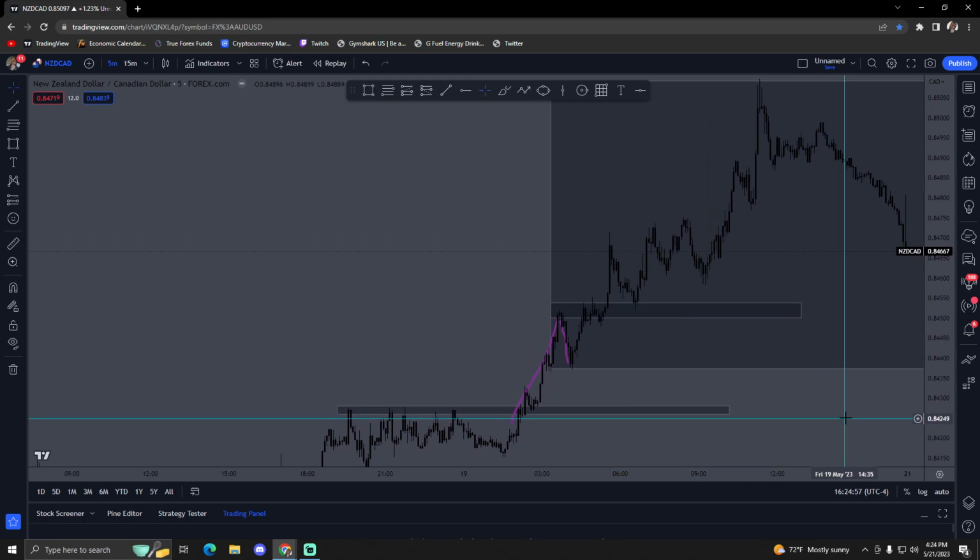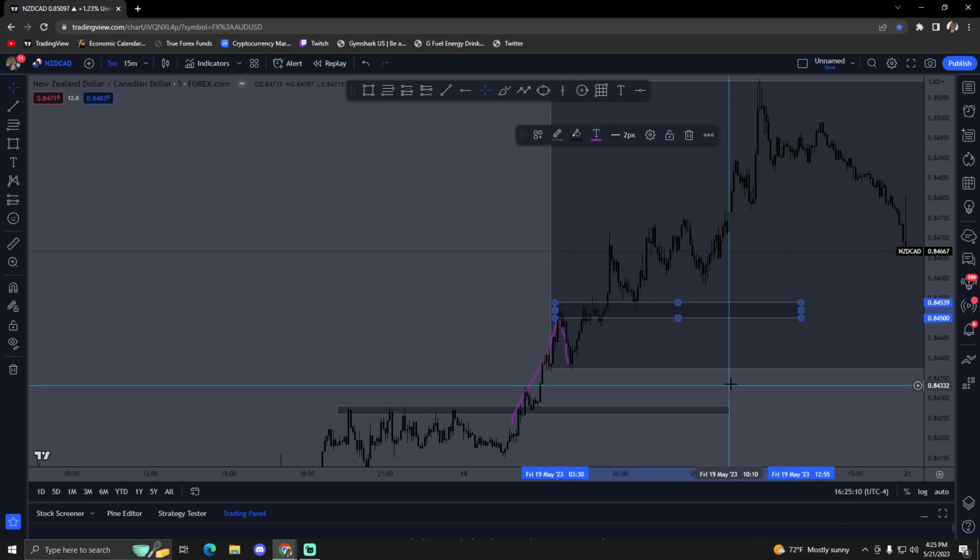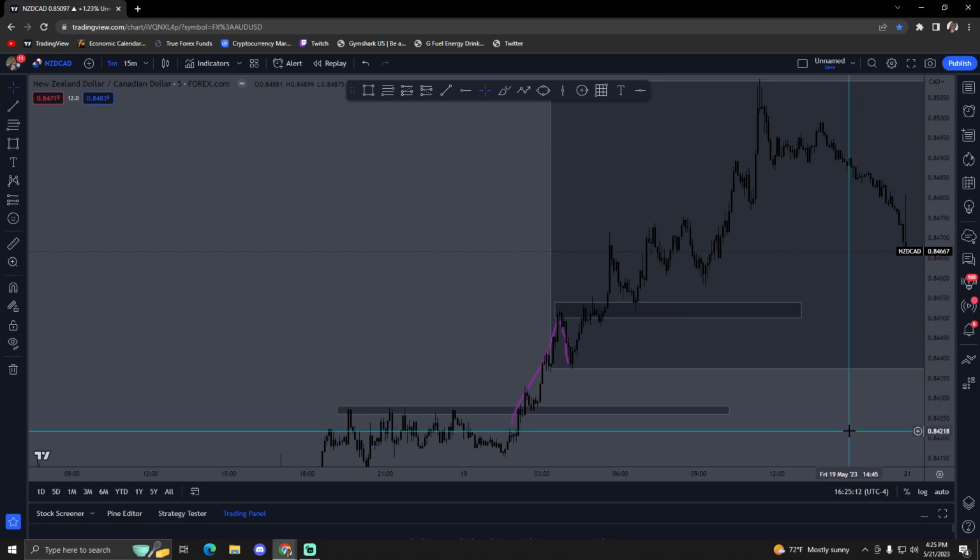Now your zones don't have to be perfect. They're just general places where price will come back down and react to. So you don't have to pinpoint your zones like this. You can just draw them out pretty loosely. That would be the best thing to do, in my opinion.